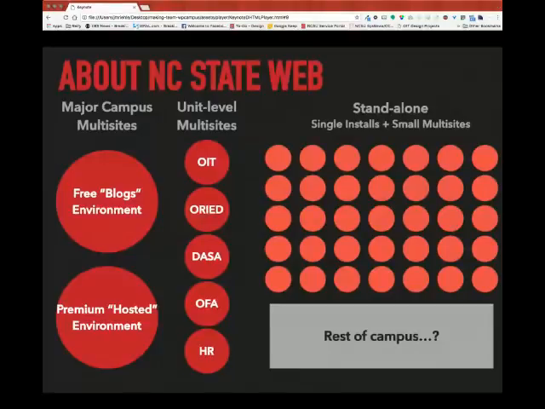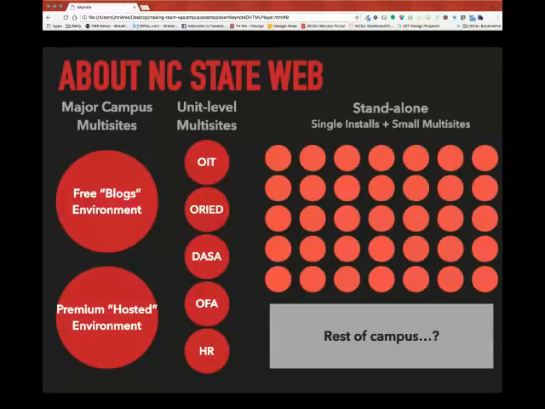So this is a slide that's talking about what our WordPress environment looks like. To start off with, we have 2 really large multi-site environments. One is our free environment that students and faculty and staff can use for free, our blog environment. The other one is our premium hosted environment. That costs about $300 a year and lets people use their own domain, not that dissimilarly from WordPress.com, for example. It also lets them have more choice and freedom over the themes and plugins that they have available. So it has a lot more oversight from our office.